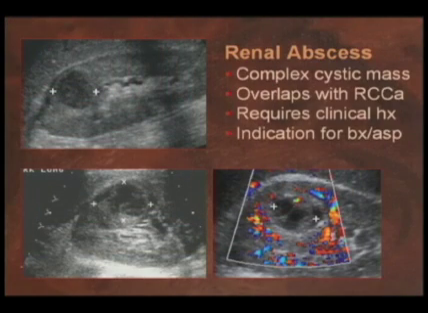Renal abscesses are another inflammatory condition that can simulate the appearance of a cystic renal cell carcinoma. They, like renal cell carcinoma, can appear as complex cystic masses, and to make the diagnosis, you really need to correlate with the clinical history and, again, aspirate the lesion and see what you get for further evaluation.